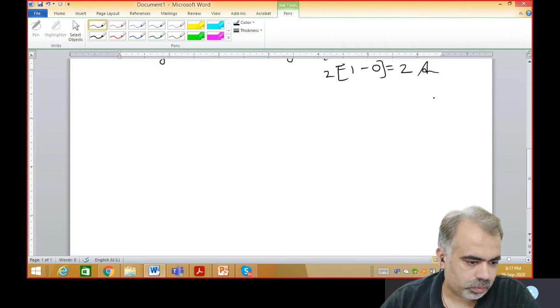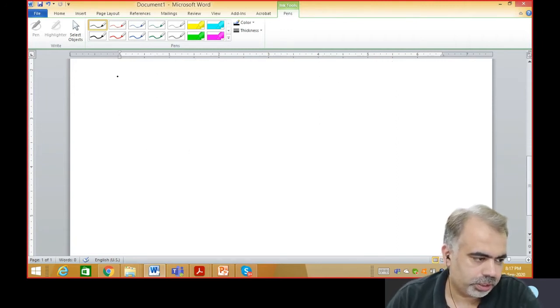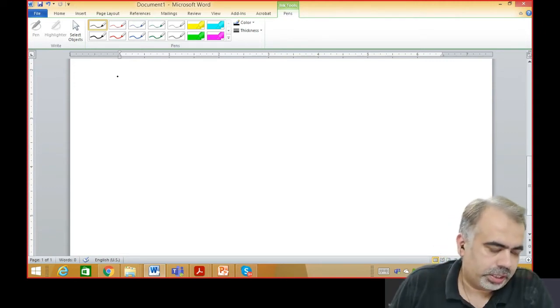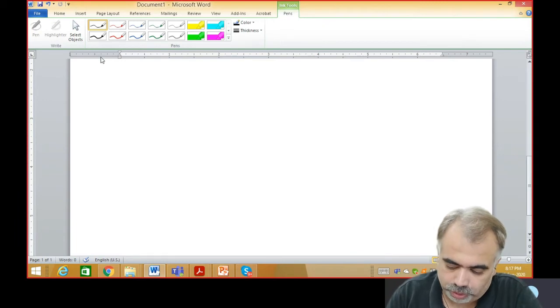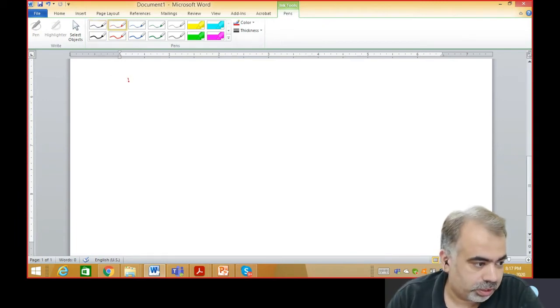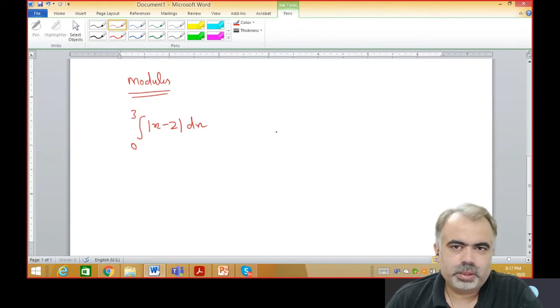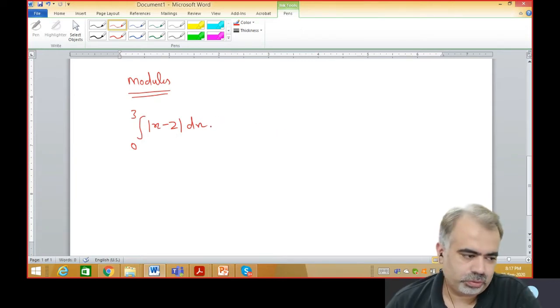Now let me quickly move towards another type of question which is very important and very often asked in the exams, and that is the questions based on modulus. Several times students get confused in these modulus kind of questions, so let me discuss this question. This is very easy. Let us suppose somebody asks you to integrate from 0 to 3 the mod of x minus 2 dx. I am taking a random example; you may take any other example of your choice.